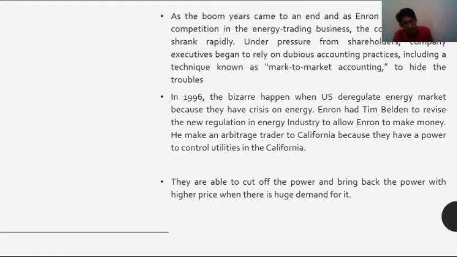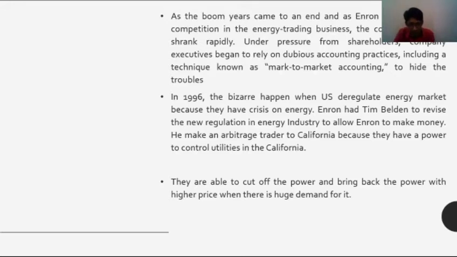But as the boom years came to an end, and as Enron faced increased competition in the energy trading business, the company's profit shrank rapidly. Under pressure from shareholders, company executives began to rely on dubious accounting practices, including a technique known as mark-to-market accounting, to hide their troubles. And in 1996, the US deregulated the energy market because they had a crisis in energy. Enron helped to revise the new regulation in the energy industry to allow Enron to make money.